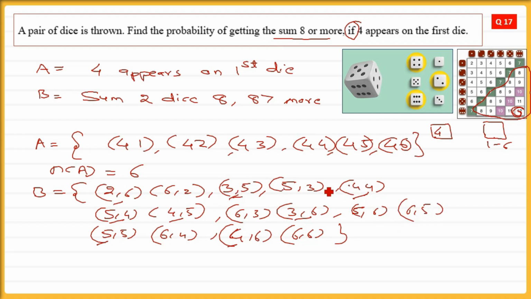Now let's count this. 1, 2, 3, 4, 5, 6, 7, 8, 9, 10, 11, 12, 13, 14, 15. So we have number of elements in B as 15. Now we need intersection also.